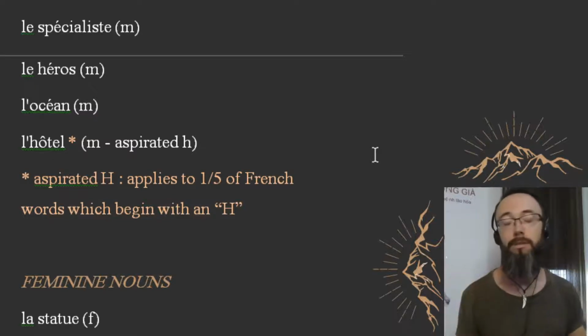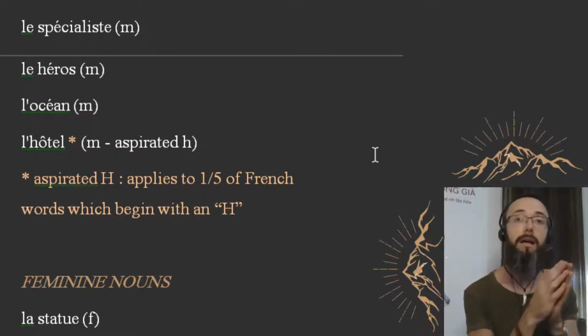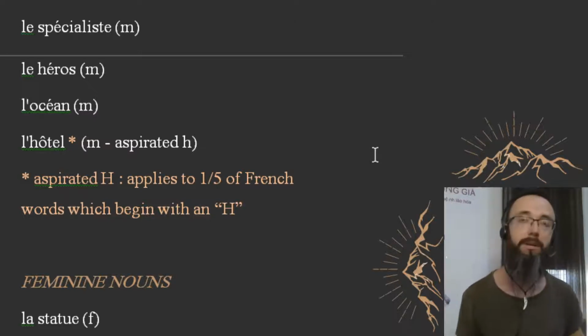L'hôtel is an aspirated H. The word starts with an aspirated H. And in that case, the le becomes L apostrophe. It also applies to feminine words with an aspirated H, and we're going to see that again in a second. But it's good to know. So whenever you stumble upon a word that starts with H, might be an aspirated H, might not. You're going to need to check that in a dictionary. And if the dictionary doesn't tell you if it is an aspirated H or not, you're going to need to go on a website like Lingui to find out whether it is L apostrophe or LE or LA in the case of a feminine.